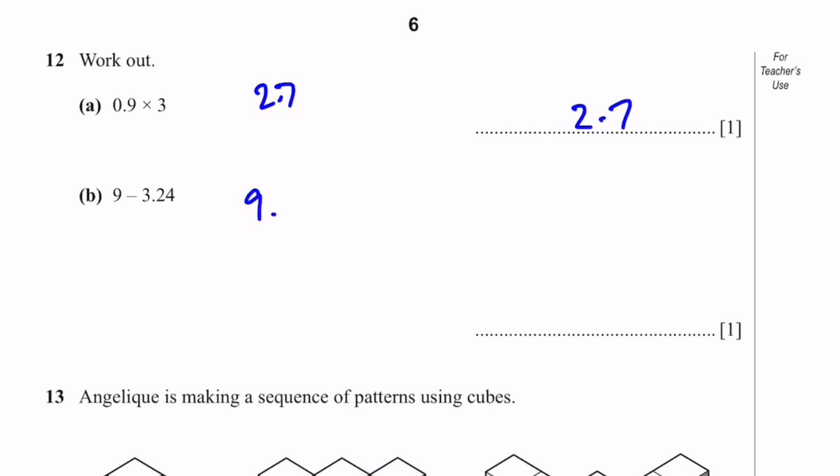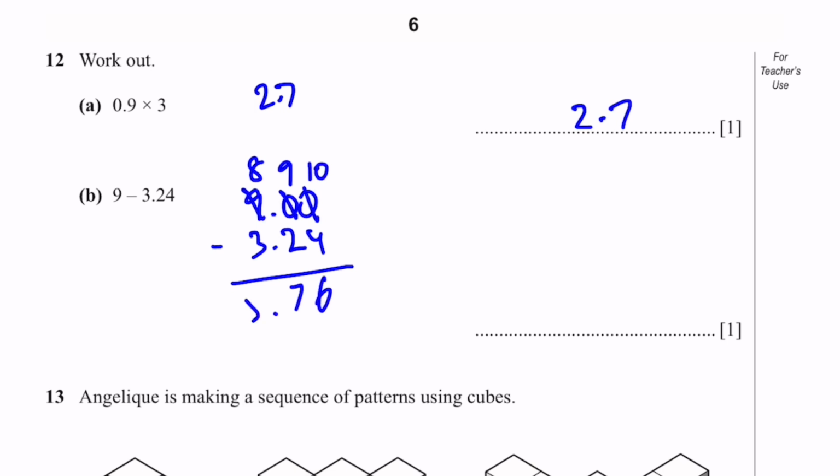B. 9 minus 3.24. Now we can write 9 as 9.00 minus 3.24. And when you do this, we need to borrow from here. 8, 10, 9. We need to borrow again. And then 10, 6, 7, 5. The answer is 5.76. That's the answer.